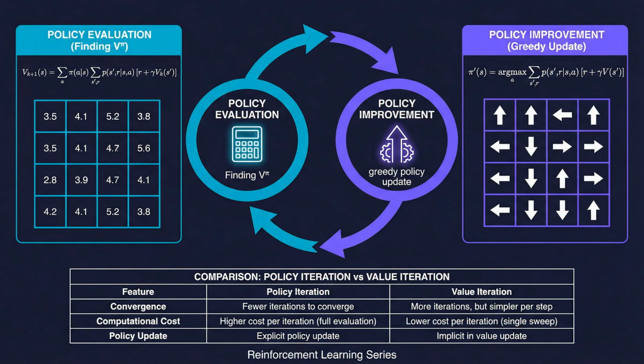Policy iteration takes a different approach with 2 alternating phases. First, policy evaluation. We compute the value function for the current policy. Second, policy improvement. We update the policy to be greedy with respect to the computed values. This process repeats until the policy no longer changes. While each iteration is more expensive than value iteration, policy iteration typically converges in fewer iterations.